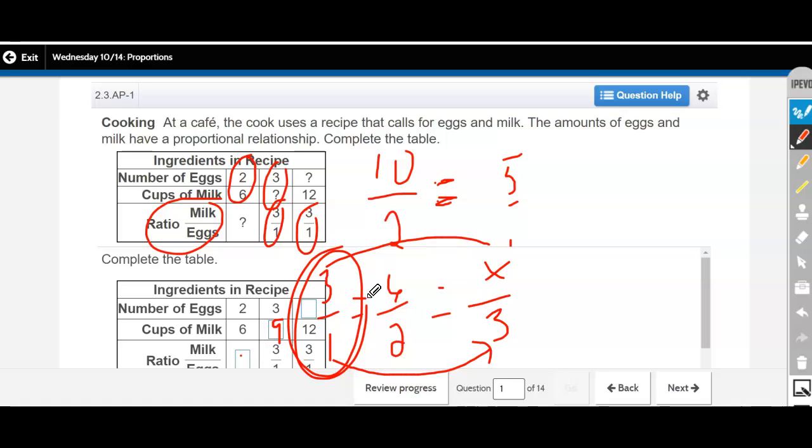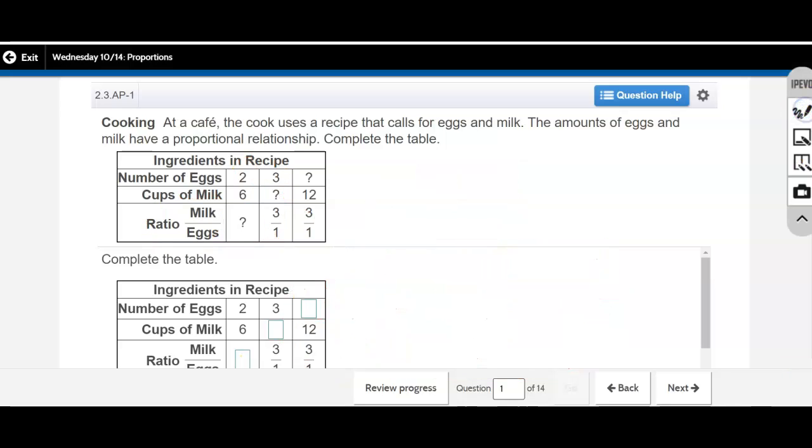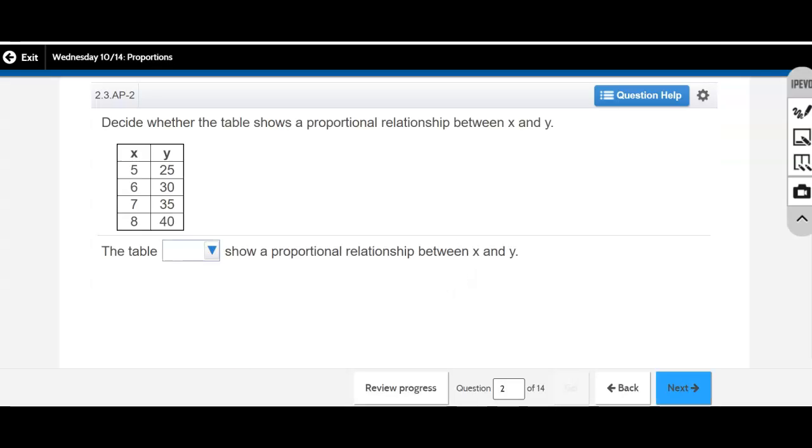Well, what if I've got 12 cups of milk? So that would go on top, milk over eggs. How do we go from 3 to 12? That would be times 4. So what do we do over down here? Multiply it by 4. So that would be 4 eggs if I got 12 cups of milk. Okay, so you're just filling in that table, and they're telling you it is a proportional relationship.